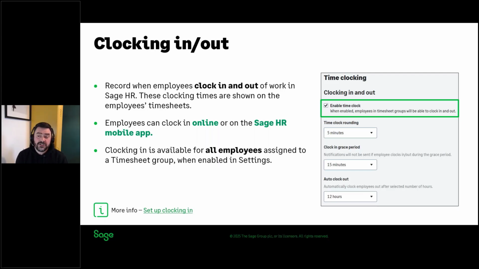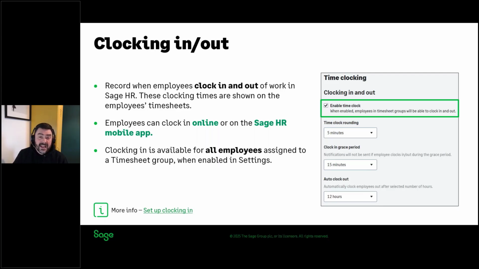Now, employees do have options to clock in either online via the dashboard. There's a clock in widget in the online portal, or they can use the Sage HR mobile app, which tends to be the most common option. Now, once enabled, clocking in is available for all employees assigned to a timesheet group. So they'll see the clocking in functionality, but if you still have that setting to allow them to edit their workday, they could still go in and record their start and end times without clocking in. So it's up to you really what you're going to do with those settings.